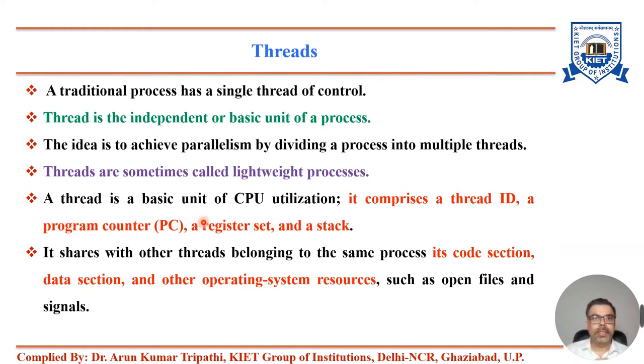The thread is a basic unit of the CPU utilization. That means it increases the CPU utilization. It comprises a thread ID, a program counter, a register set, and a stack. How this works we will discuss in the next slide. Is how a thread is identified. Thread is identified by its ID within a process.